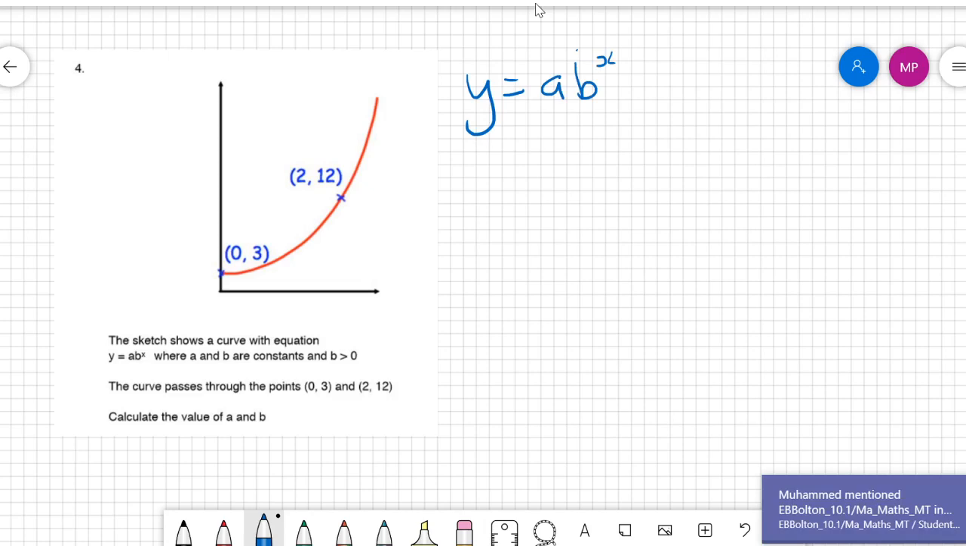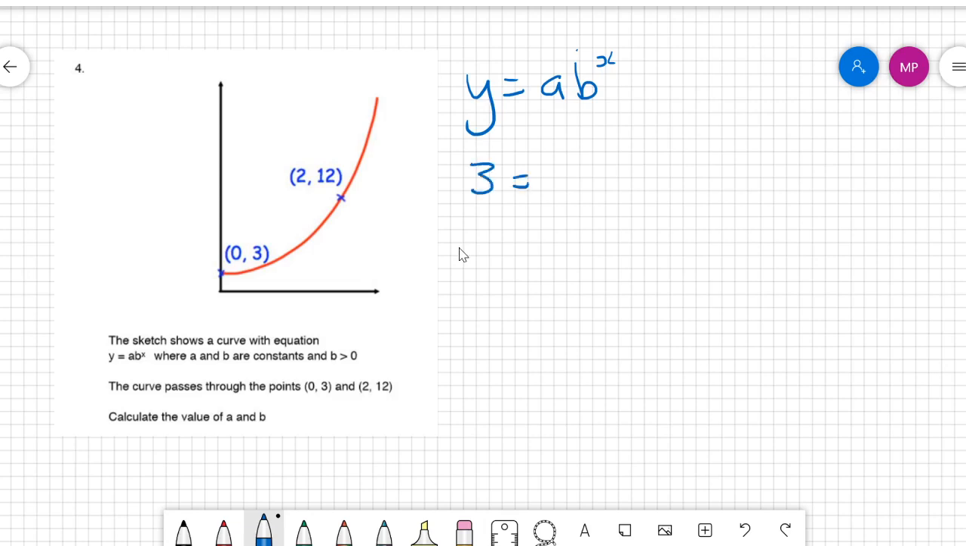It's a bit confusing, but actually, you've been given two coordinates. So I'm going to start with the first coordinate, which is 0, 3, and I'm going to substitute that coordinate into my equation. Now the coordinate 0, 3 has an x value of 0 and a y value of 3. So I'm going to replace y with 3, and I'm going to replace x with 0. And that's what I'm left with.